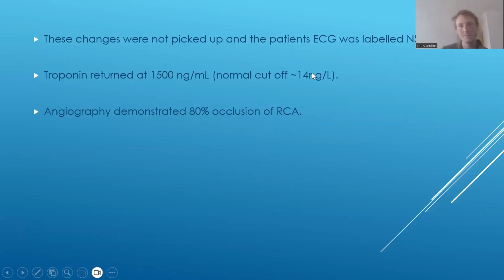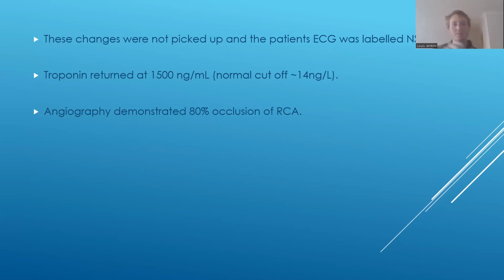So these changes were not, jumping ahead of myself a little bit, these changes were not picked up on the patient's ECG. I think this was taken from an ED case. I did actually change the age and the gender of the patient just to be a little bit misleading, just so that we could have a conversation about bias when it comes to ECG patients. I think in this case, it was an older male patient. I can't remember off the top of my head, but this was a real case. And this ECG was not picked up in ED, and it was labeled as normal sinus rhythm.